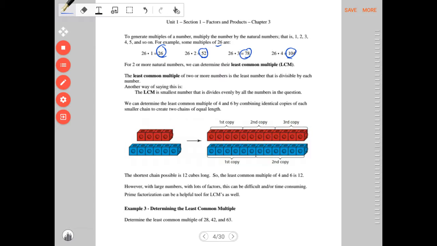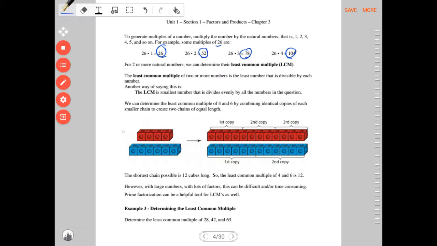For 2 or more natural numbers, we can find their least common multiple, or LCM. The least common multiple of 2 or more numbers is the least number that is divisible by each number. Another way of saying this: the LCM is the smallest number that divides evenly by all the numbers in the question. So the LCM is always going to be bigger than the numbers in the question. We can determine the least common multiple of 4 and 6 by combining identical copies of each smaller chain to create 2 chains of equal length.